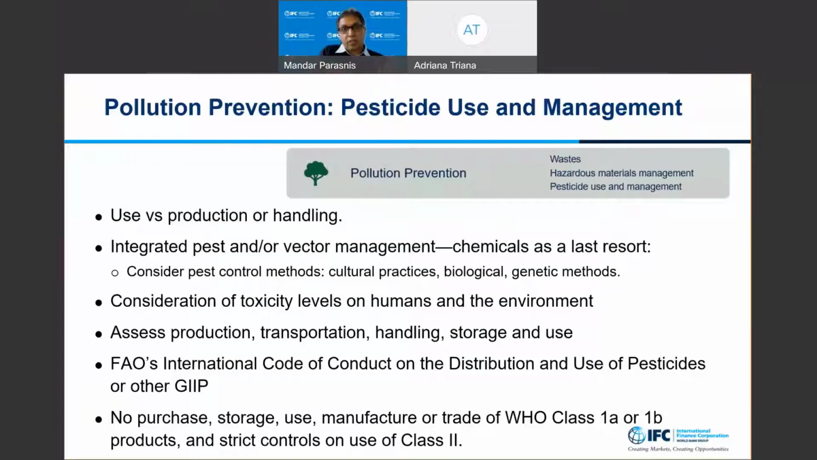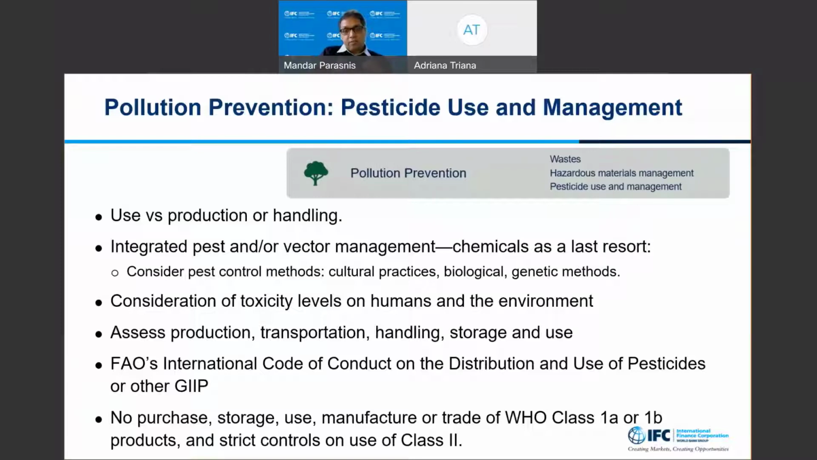In this case, PS3 requirements 14 to 17 actually talk about when pesticides are used as a part of the project, let's say in agribusiness or such things, then those are the requirements that apply. So the company has to look at integrated pest or vector management. Use of chemicals should be as a last resort. So consider pest control methods that are aligned with cultural practices, biological and genetic methods. So all this has to be considered again as a part of project design or on an ongoing basis.